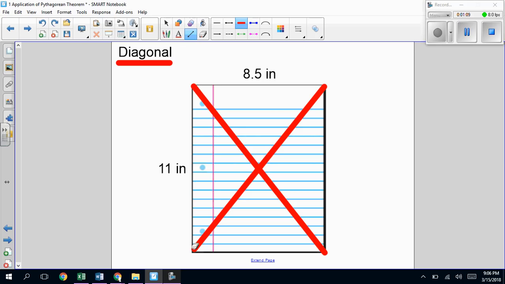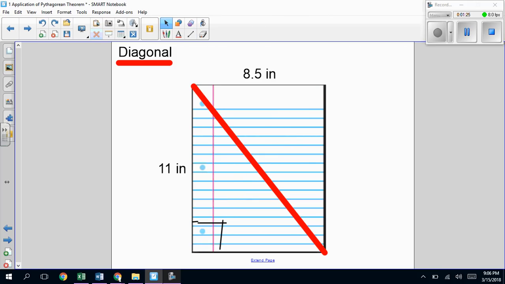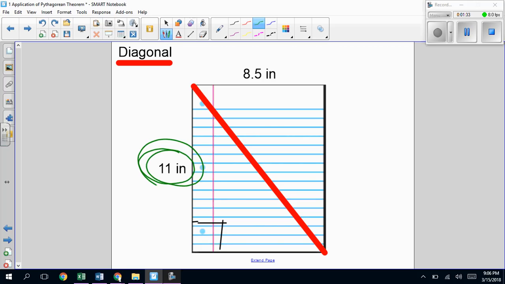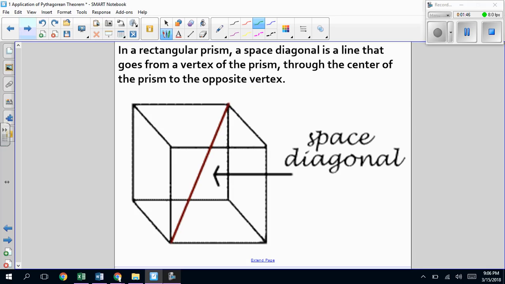Okay, so right here, we could calculate the length of this diagonal because you see we had this right angle that's formed in every corner. Of course, it's a rectangle, and so we end up with two right triangles, and we can do Pythagorean theorem in order to calculate that diagonal's length. So here we would just do a squared plus b squared equals c squared, and so we would let 11 be a and 8.5 be b, and then solve for c. So 11 squared plus 8.5 squared equals c squared, and we would try to figure that out. But we don't need to do that now. We'll be doing that plenty today.